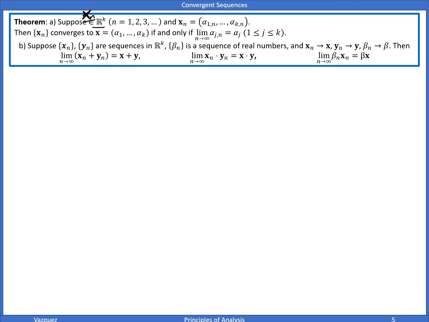So suppose x_n and y_n are sequences in R^k, in a finite dimensional Euclidean space, and beta sub n is a sequence of real numbers, and they all converge to their respective limits. So x sub n converges to x, y sub n to y, and beta sub n to beta. Well, then the following are true. And these properties are really similar to the ones we just saw last slide.